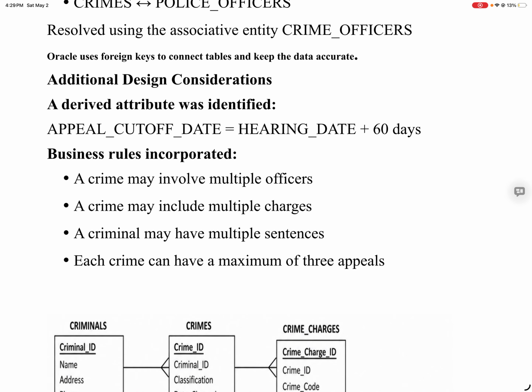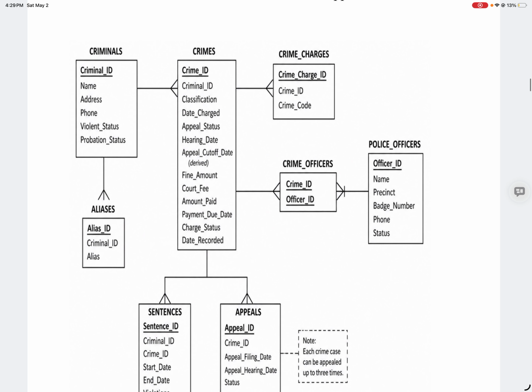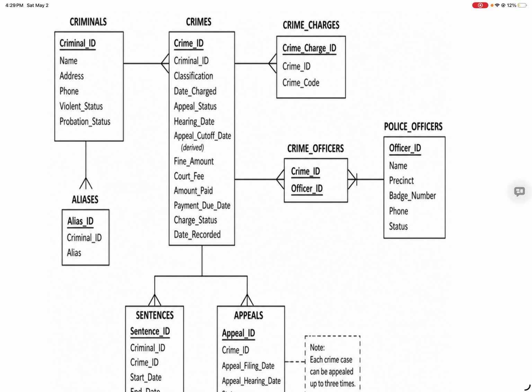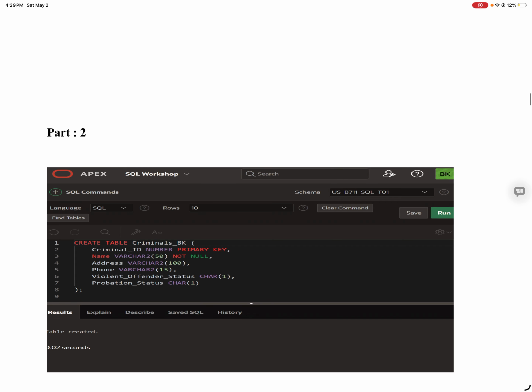A crime may involve multiple officers, like we said. A crime may involve multiple charges. A criminal may have multiple sentences. Each crime can have a maximum of 3 appeals. So the connection that I made for all the tables is like that: crimes with criminals, and whatever one-to-many relationships I was explaining, it's all connected like that. So, part 2.